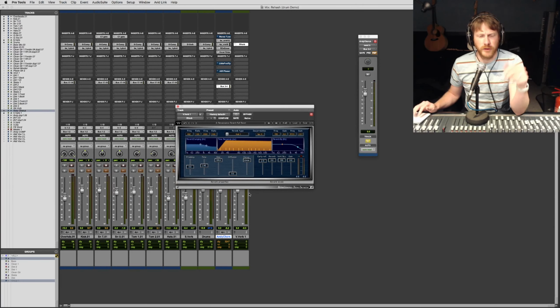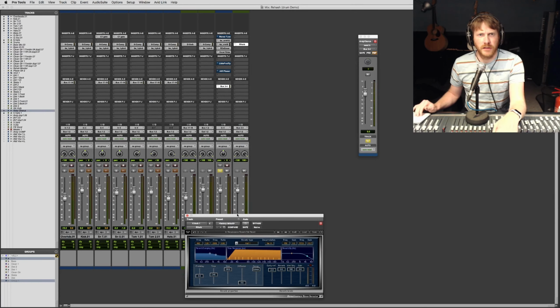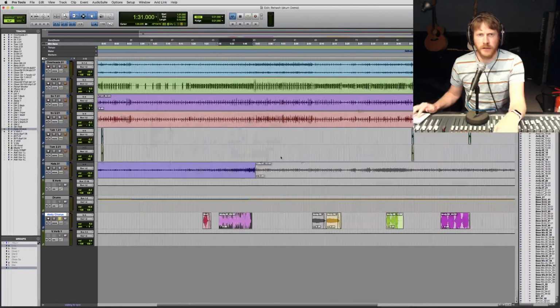So this is a hall reverb. Let's play this vocal through it, shall I? It's got it soloed already.